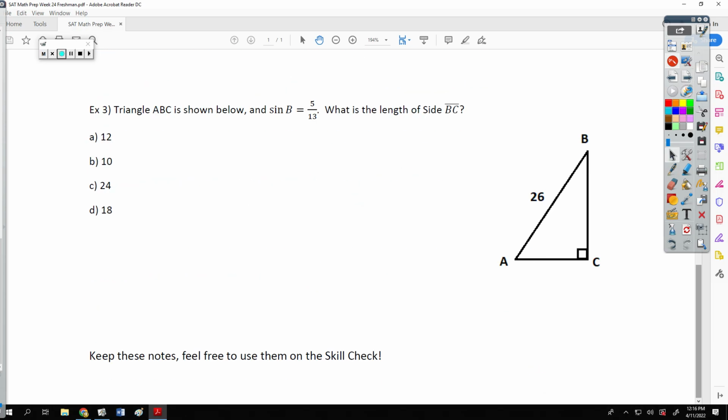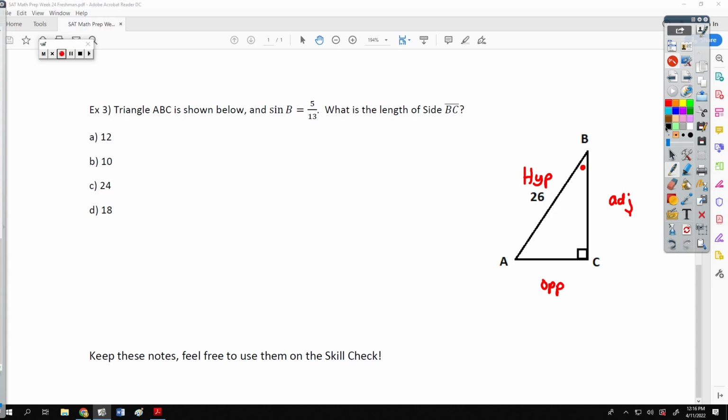So this triangle ABC is shown below. The sine of angle B equals 5 over 13. What is the length of side BC? Well, if we're naming the triangle based on angle B, we have the hypotenuse as 26. AC would be the opposite side, and BC would be the adjacent side.